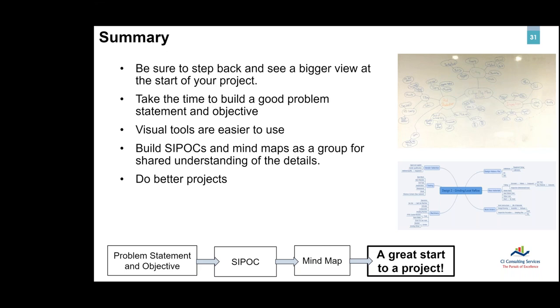If you take a look at the graphic at the bottom, you want to start off a project the right way. Create a problem statement and objective, hopefully together as a team. Second step, work on a SIPOC. Third step, work on a mind map. And after you've done those three sets of activities, I think you're really going to find that you understand very well what is going on with your project, and you have a really good idea of next steps.